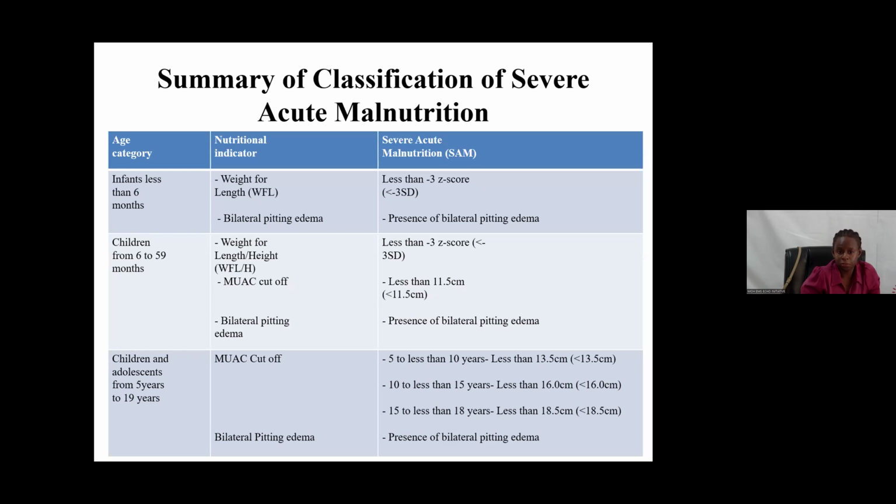For children who are 6 to 59 months, we do their MUACs, we do their weight for length, and we also check for edema. For children who are 5 years to 19 years of age, we do not use weight for length. We use their BMI scores, but we can also do their MUACs, and we check for presence of edema. Next.